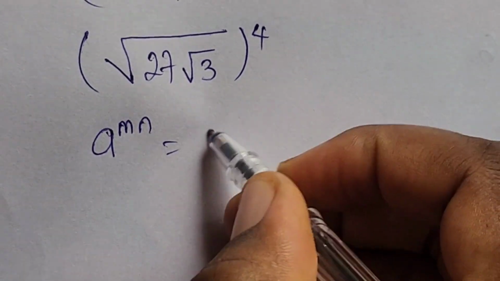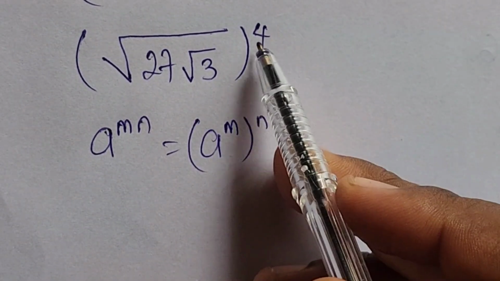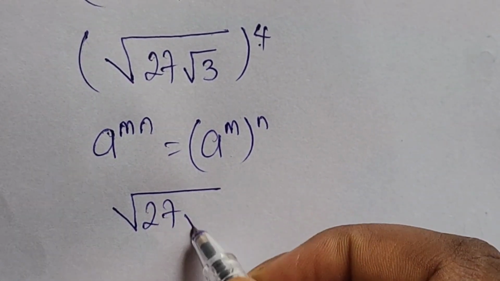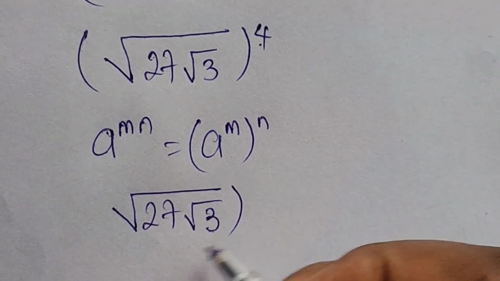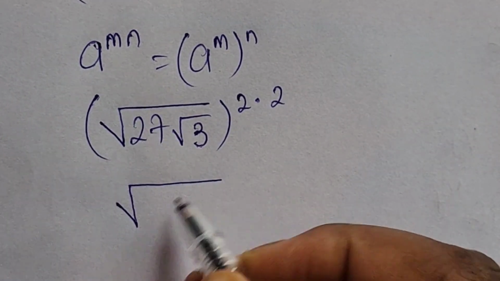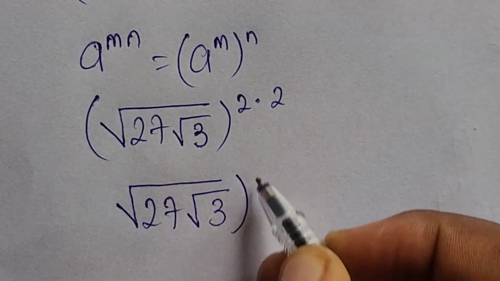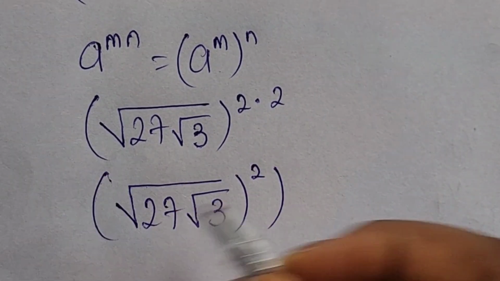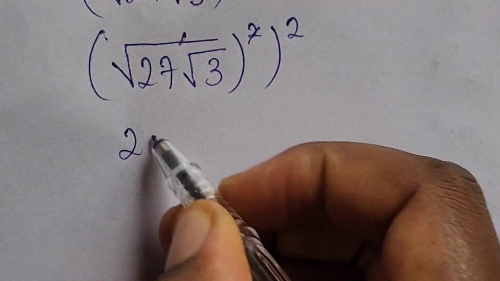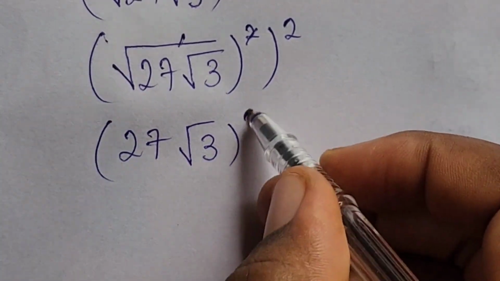So when we have a to the power of mn, this is the same as a to the power of m further raised to the power of n. We can split our 4 here to have the square root of 27 root 3, all to the power of 2 times 2. So this is the same as square root of 27 root 3, all to the power of 2 further raised to the power of 2. So this will cancel out this. We have 27 root 3, all to the power of 2.